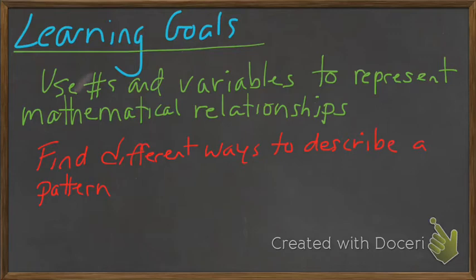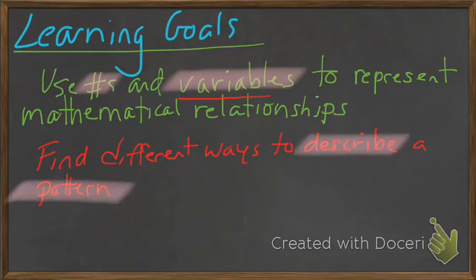So, without further ado, which I've never understood, our learning goals for this video. We are going to use numbers, not hashtag, use numbers and variables. That's a new one we haven't looked at yet. We'll define that later. To represent mathematical relationships. We're also going to find different ways to describe a pattern.